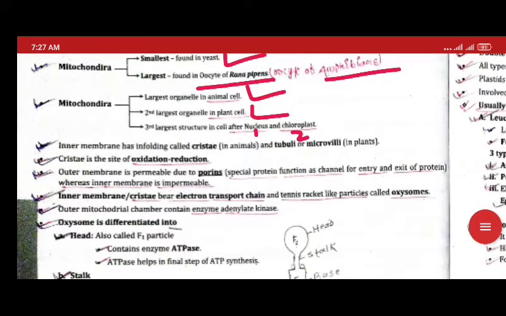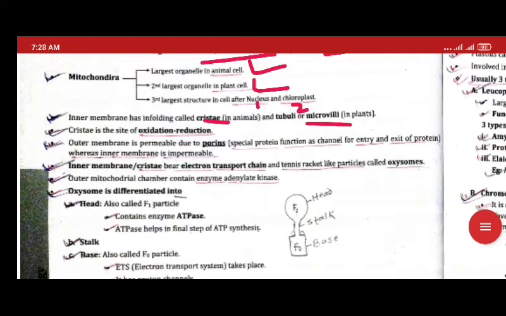Now the inner membrane enfolding is called cristae. That is called cristae or microvilli. In animals it is called cristae, or you can say both cristae and microvilli. And cristae is the site for what? Oxidation reduction, due to the presence of what? Porins. So porins are present here, permeable porins, which act as a channel for the entry and exit of proteins, where the inner membrane is impermeable and the outer membrane is permeable due to porins.